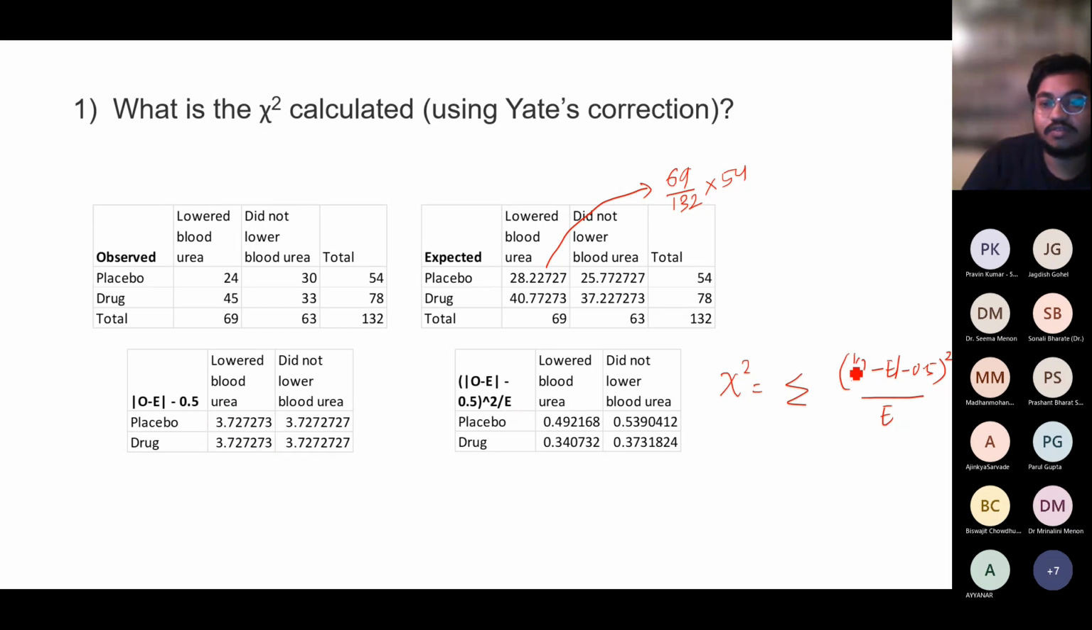Then for calculating chi-square, we need the square of this value divided by the expected value, and the sum of everything. So that is what we are calculating in the fourth table. We take this value, square it, and divide it by the expected value. Adding all these four final values up, we get a chi-square of 1.74.